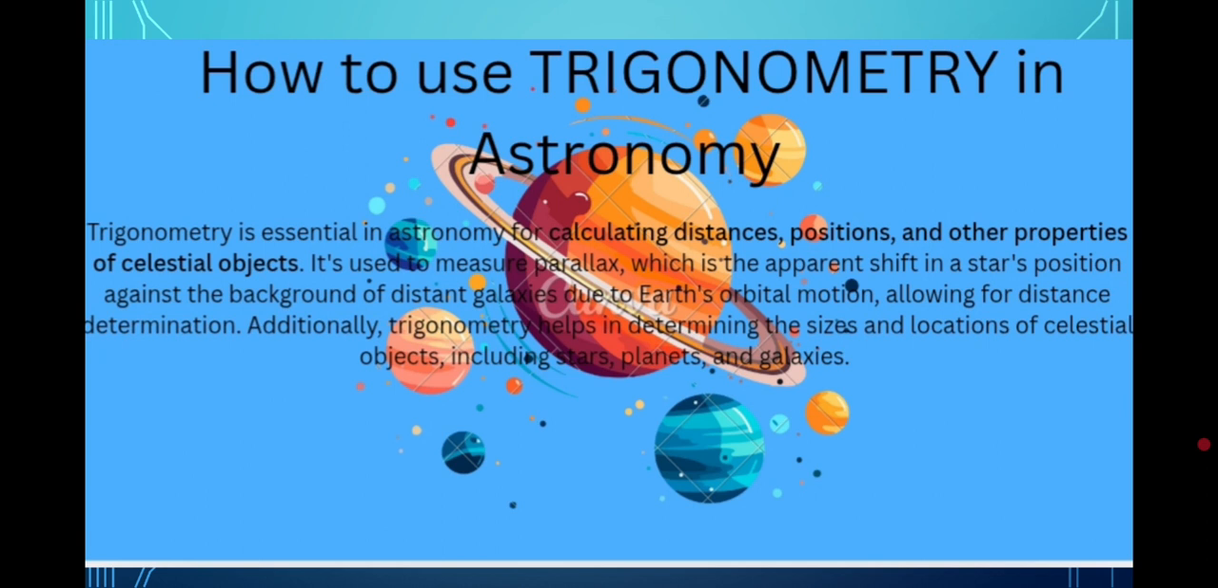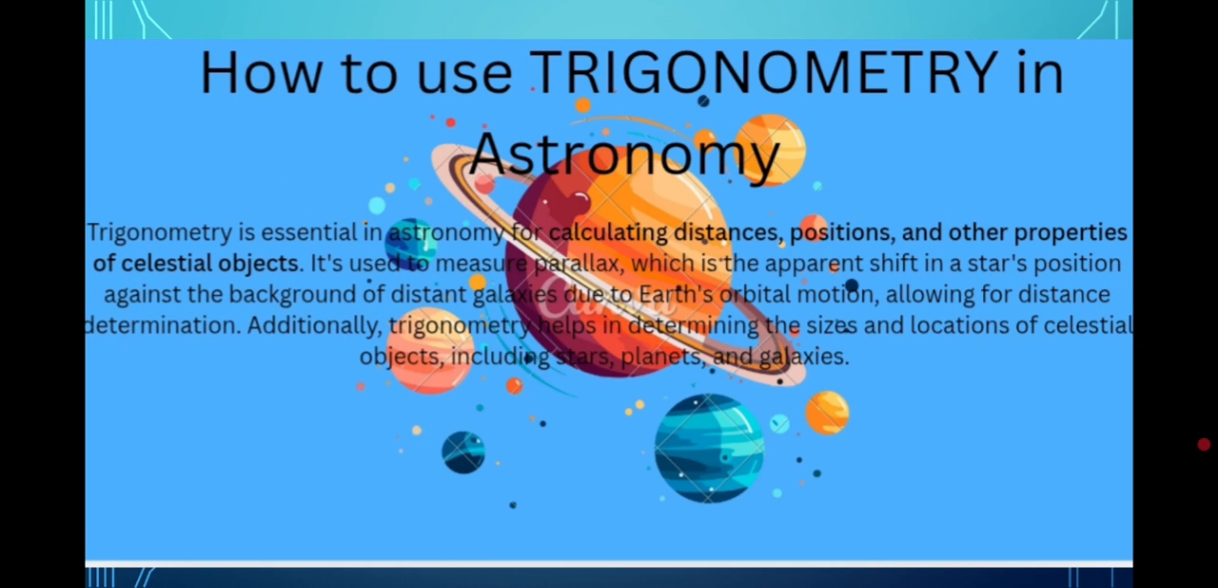The next topic is how trigonometry is used in astronomy. Trigonometry is essential in astronomy for calculating distances, positions, and other properties of celestial objects. It is used to measure parallax, the apparent shift of a star's position against the background of distant galaxies due to Earth's orbital motion, allowing for distance determination. Additionally, trigonometry helps determine the size and location of celestial objects, including stars, planets, and galaxies.